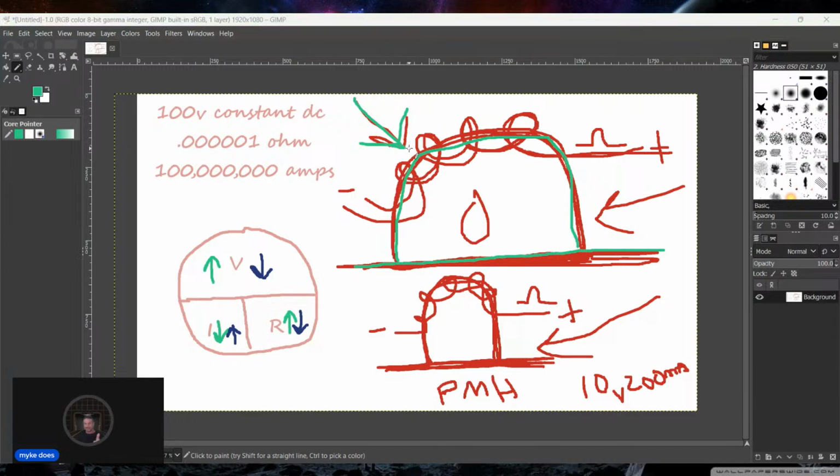What is 10 divided by 0.000001 ohms? It is 10 million amps. So if you multiply 10 million times your volts, which is 10, you get 100 million watts. Perpetually flowing. Okay, I've said enough.